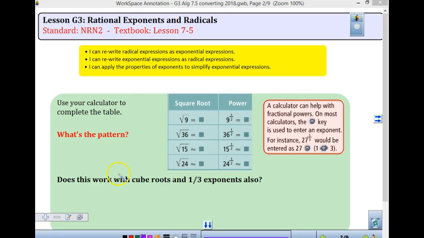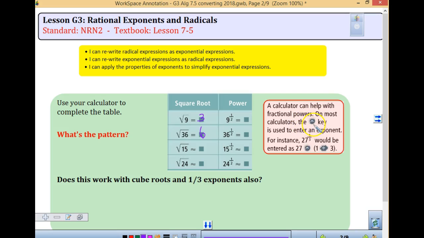If you have a calculator, take one out. If you don't, I have a couple of ones up in front that you need.